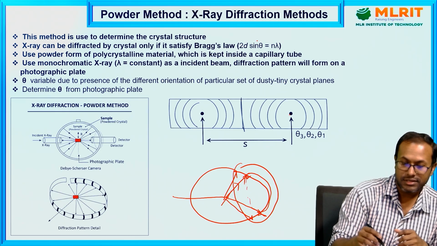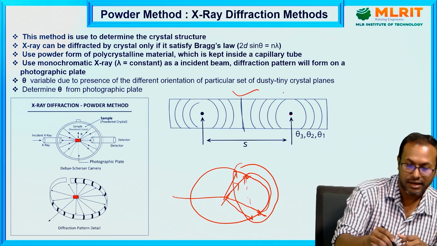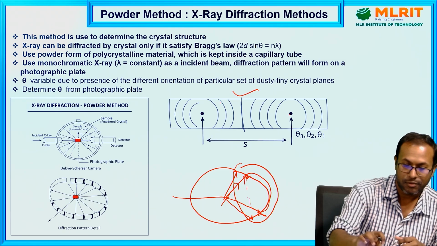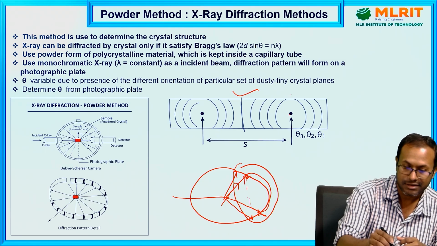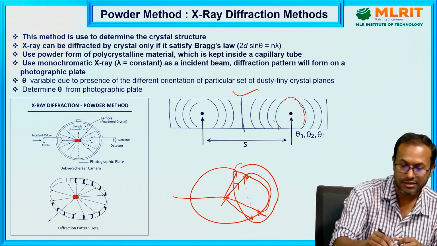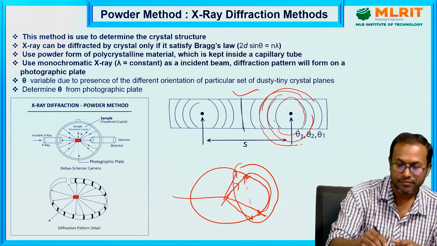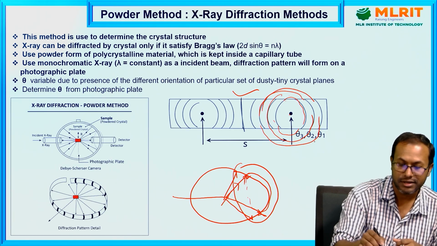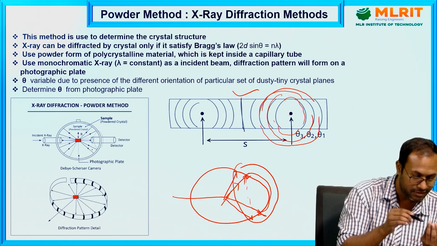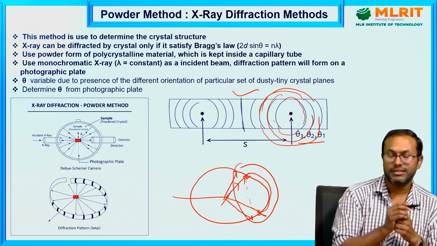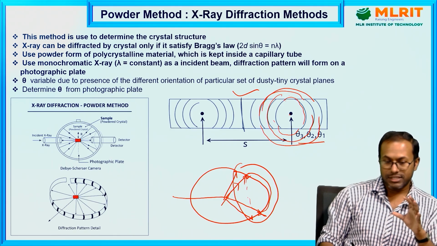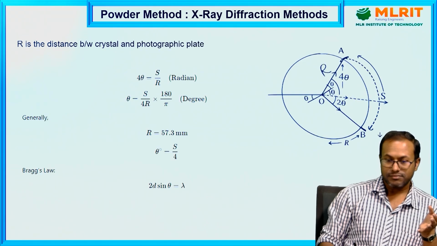Now I will come to these things. I hope this diagram is clear. This is the state of the photographic plate where several circles are formed. It is a part of these circles. It is like that for different orientations of the crystal planes in the powder, with different angles. Now let us come to this with a little more clarity.